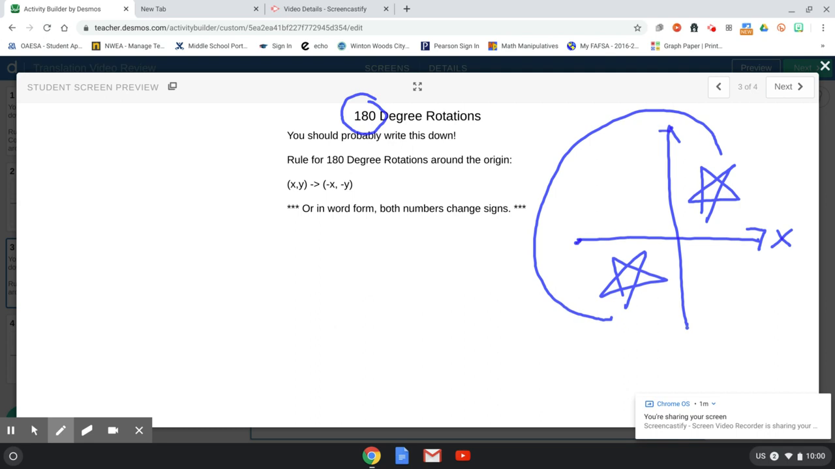So on this one, it's a little nicer because I don't have to switch places of the numbers. All I'm going to do is change the signs of each one. So if you need to, pause this video to copy that down.